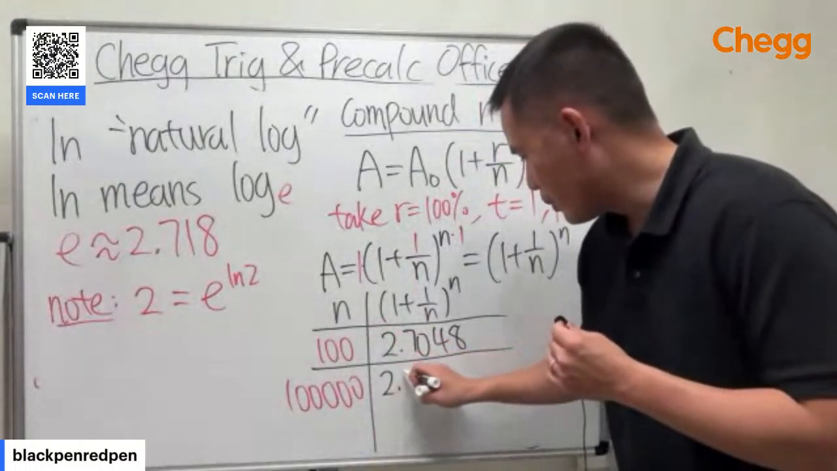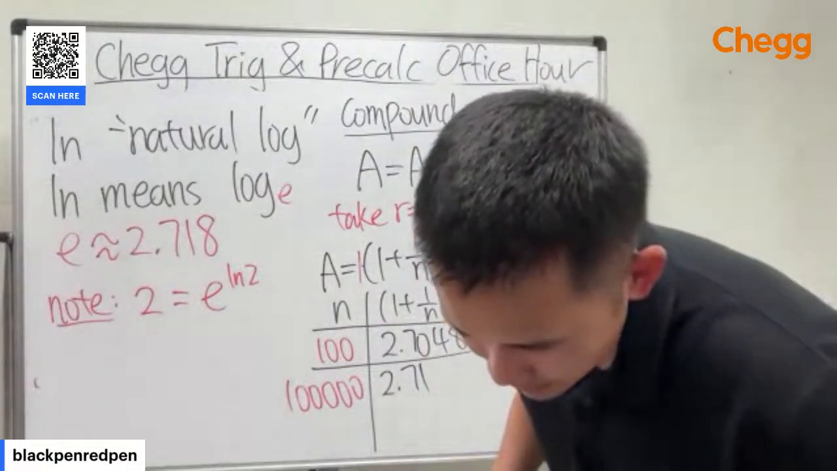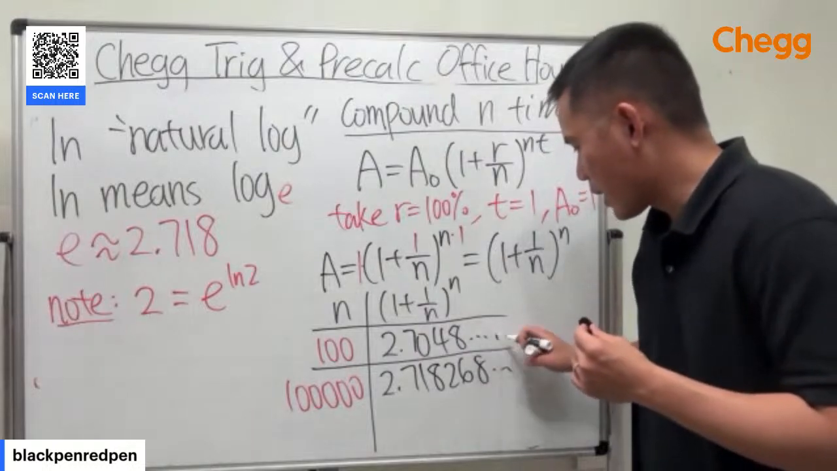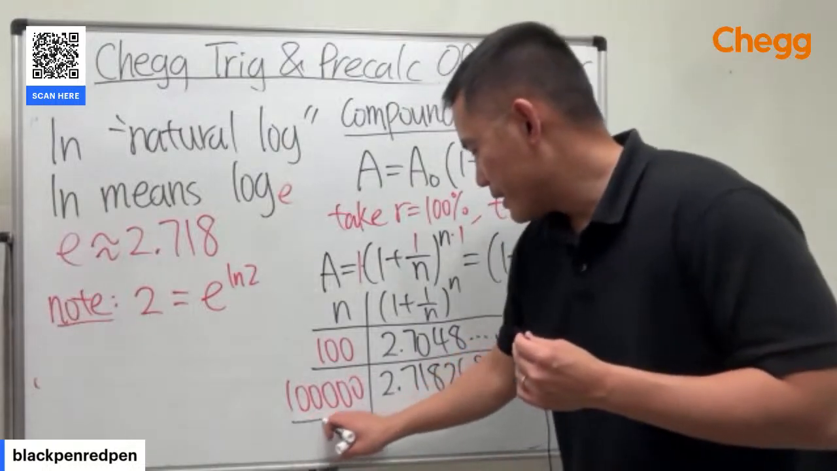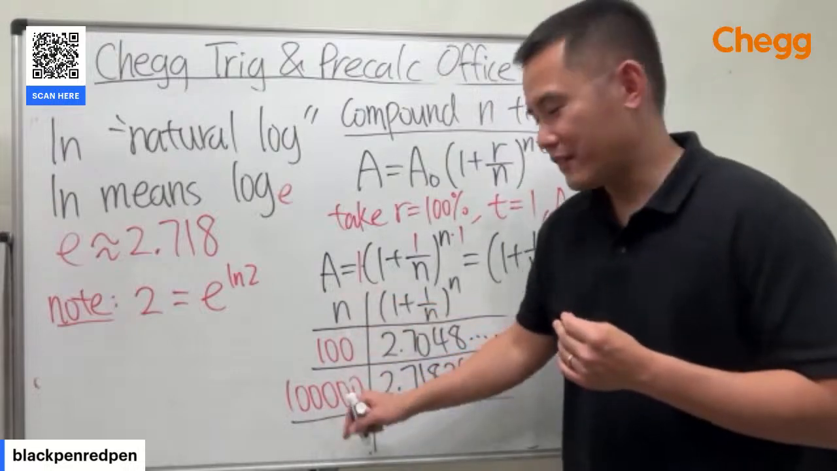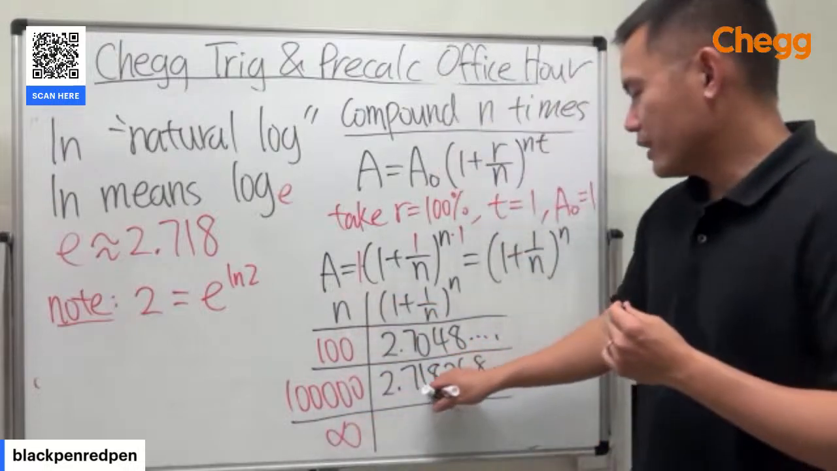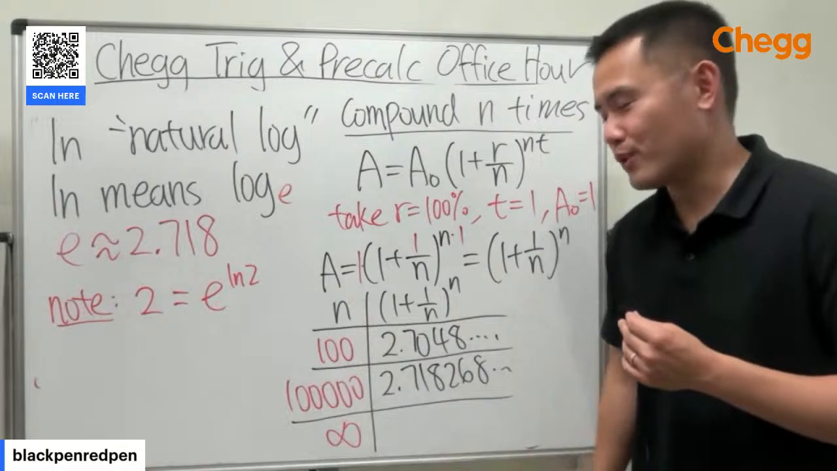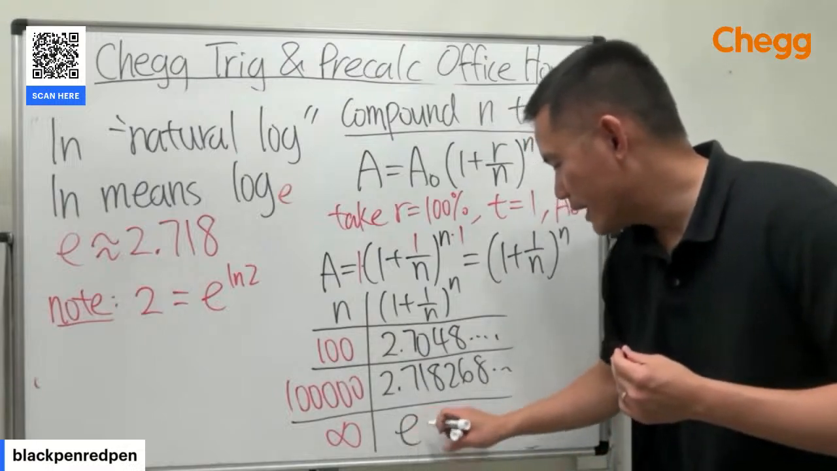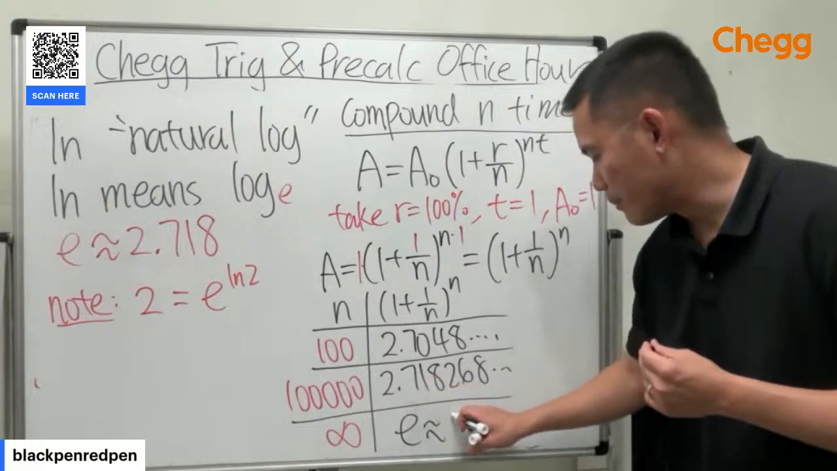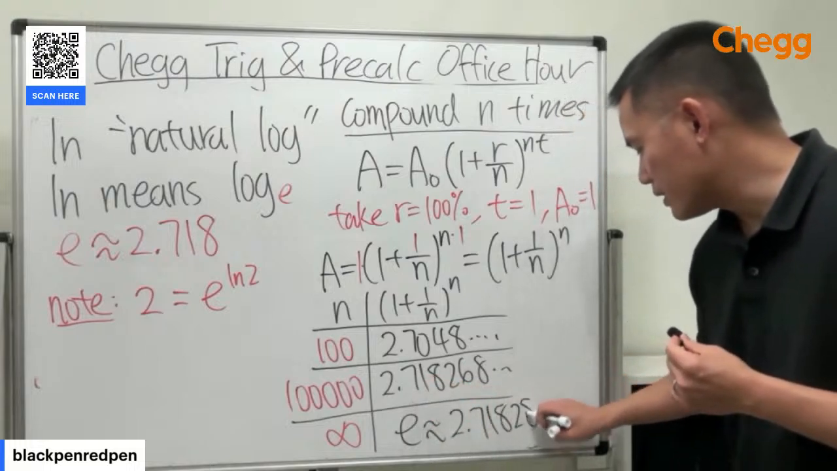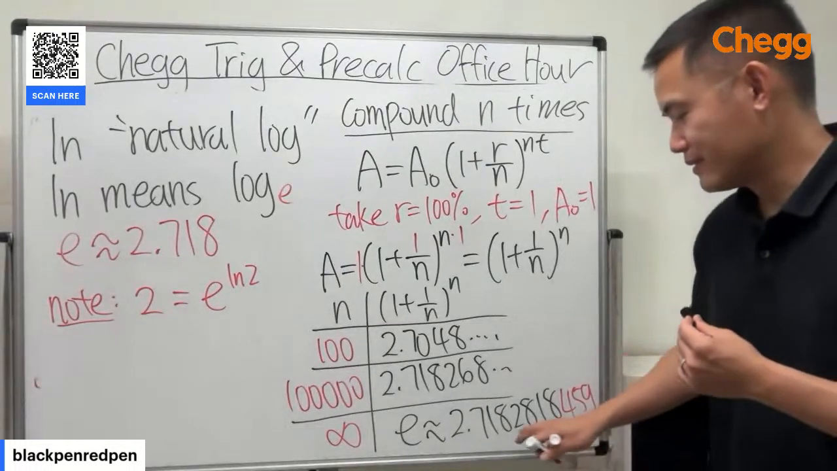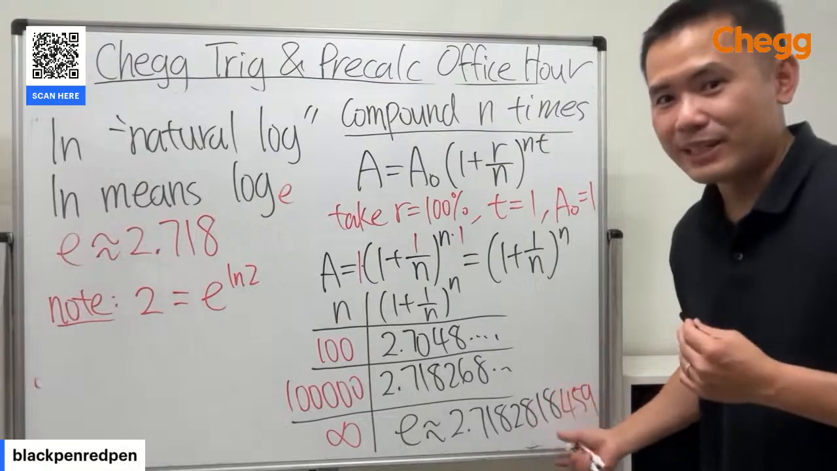This right here is about 2.718, 268, and so on, so on, so on. So if you really do it infinitely many times, if n goes to infinity, you will get a number. It's about 2.718. I don't have enough space. Usually you should get more digits. You get e. And we use the label e to denote the number 2.7182818, by the way, 4590. It does not repeat. This is an irrational number.